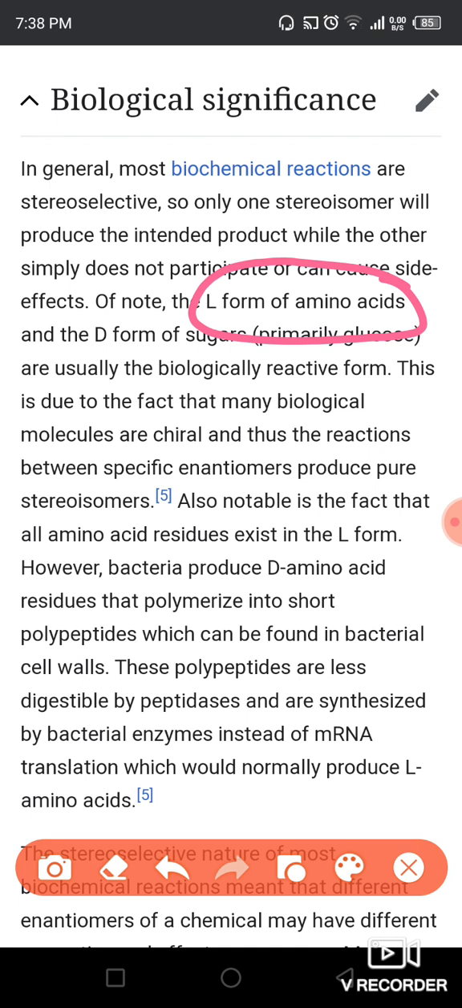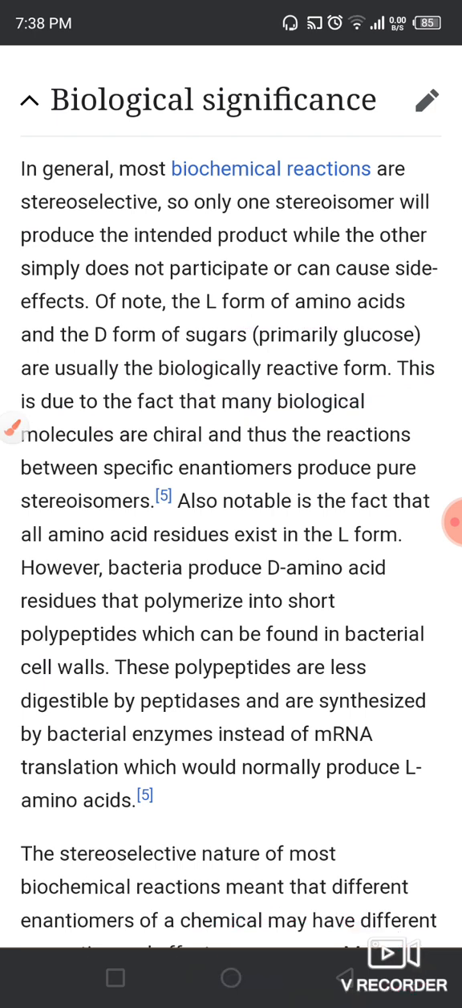So it means all the amino acids which are present in our body, whether it is glycine, alanine, leucine, lysine, cysteine, methionine, serine, threonine, whatever it is, they all have L forms in our body. Okay, this is the concept. And the D form of sugar means the D form of glucose. You know very well that the D form of glucose is more abundant and more useful, कह सकते हैं. So more useful in our body, which is called glucose.